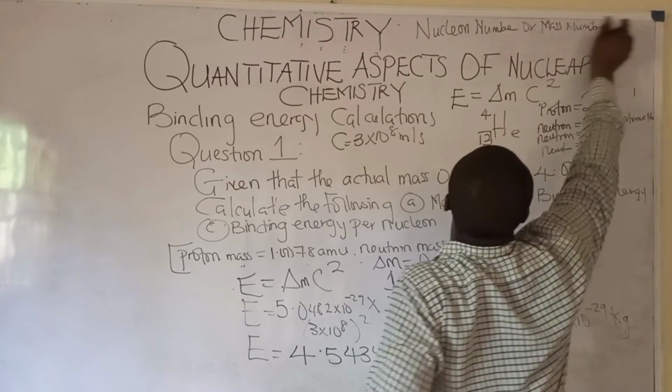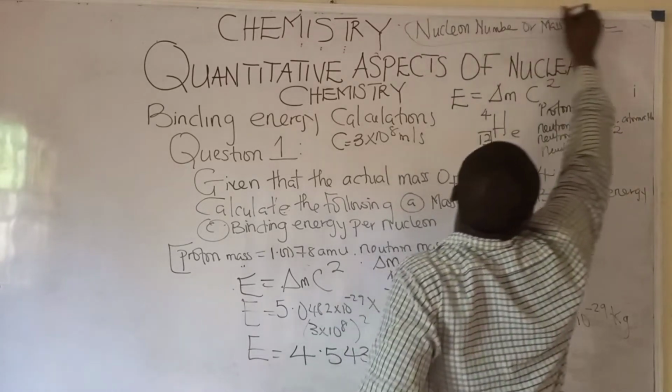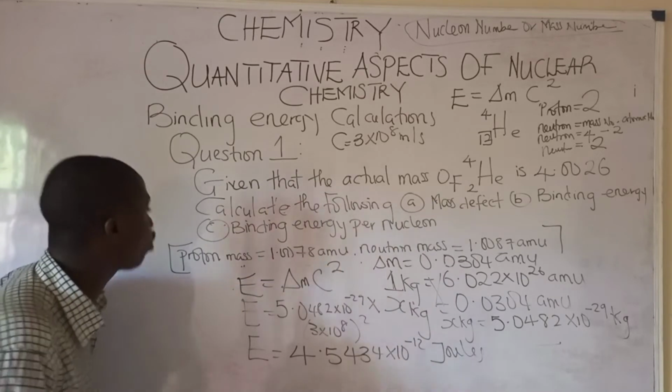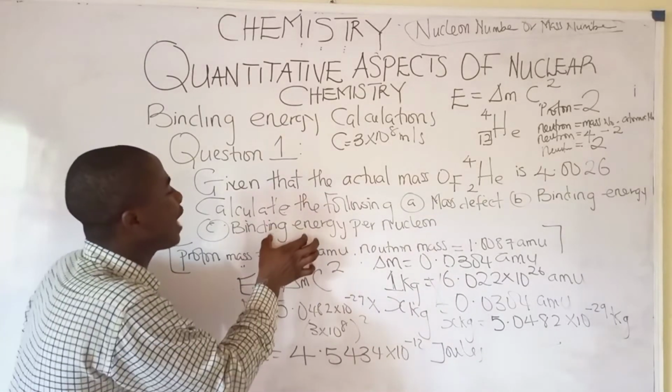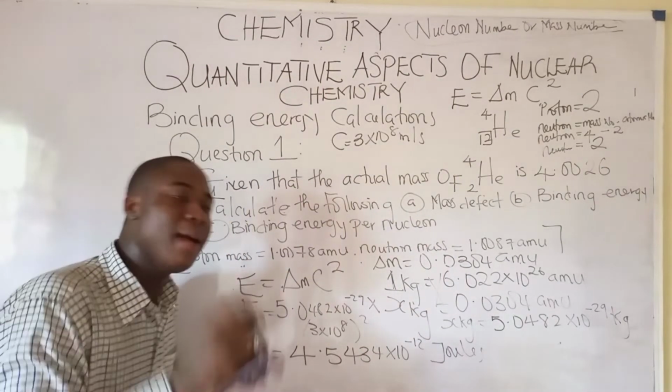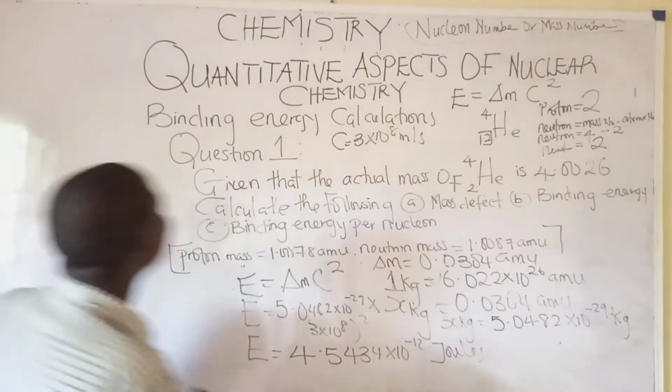Nucleon number is same as mass number. So what does it mean? If they are asking us to calculate the binding energy per nucleon, they're basically asking us to divide the binding energy with the nucleon number, because per means divide. So binding energy per nucleon.